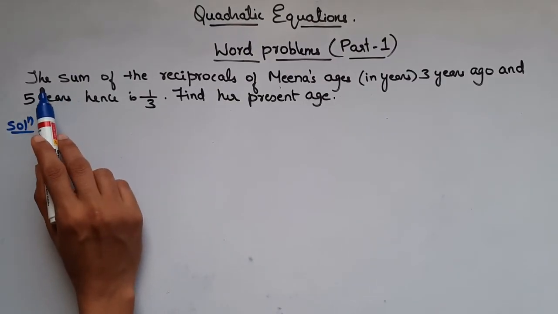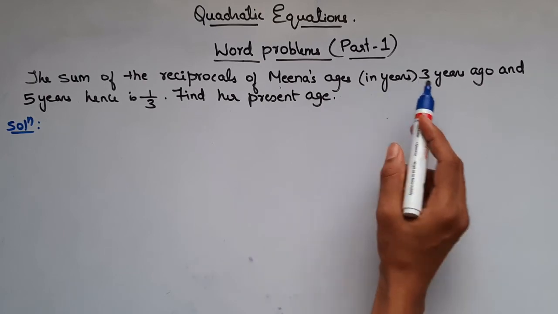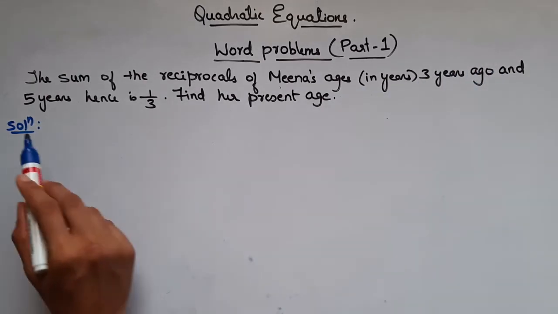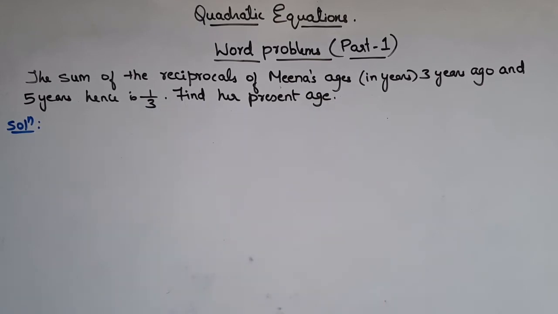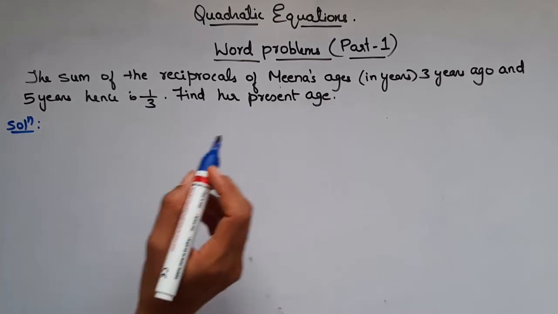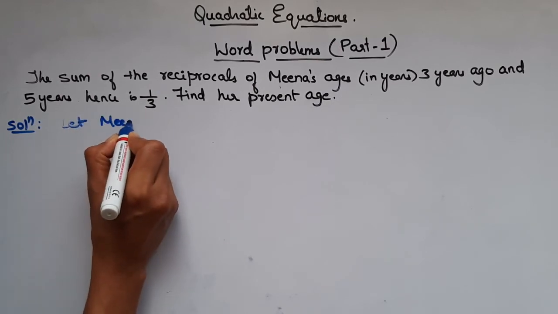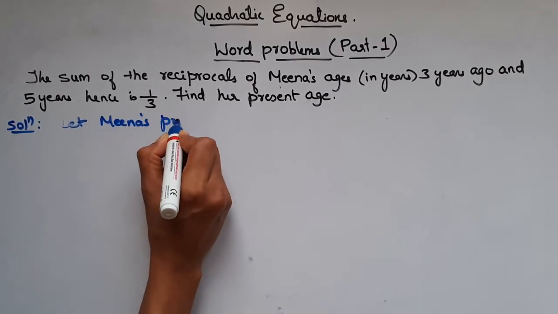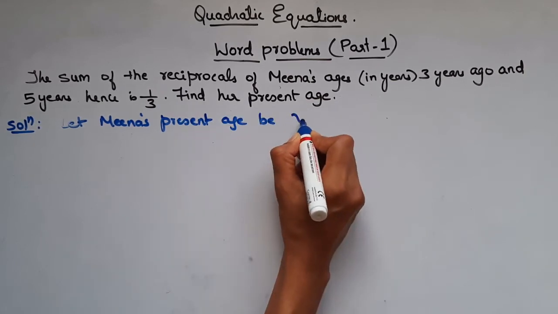Here it says the sum of the reciprocals of Meena's ages in years 3 years ago and 5 years hence is 1 by 3. Find her present age. First let's take her present age be x years. So let Meena's present age be x years.